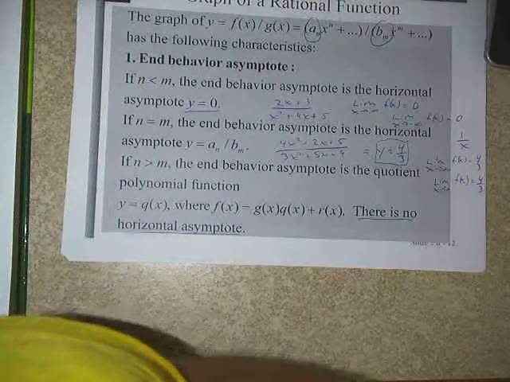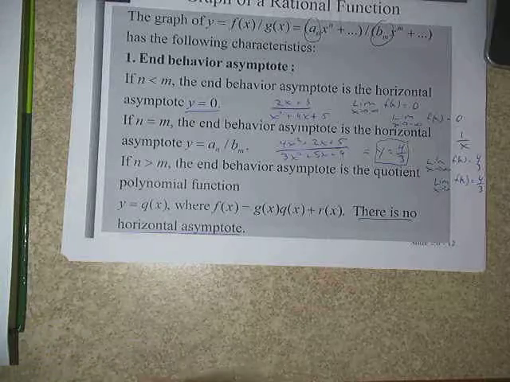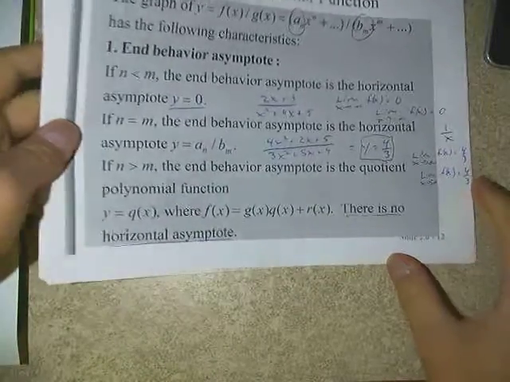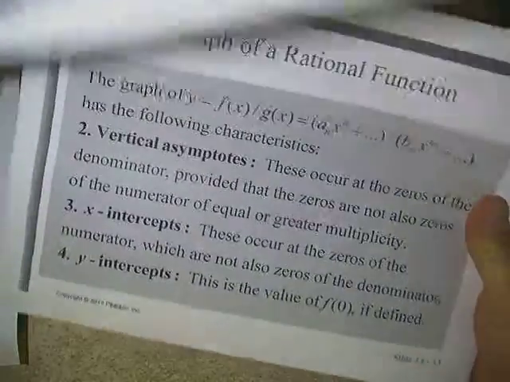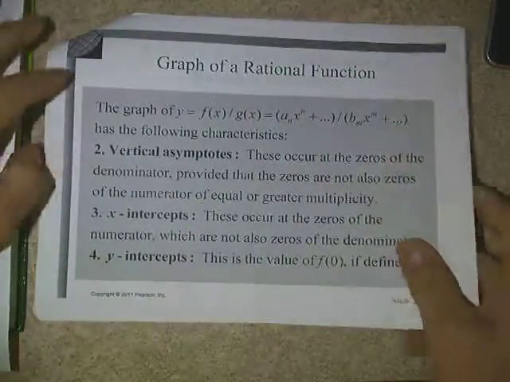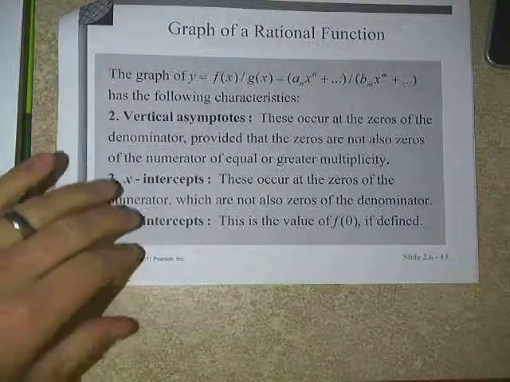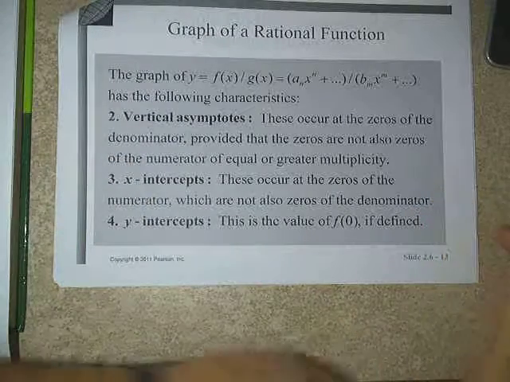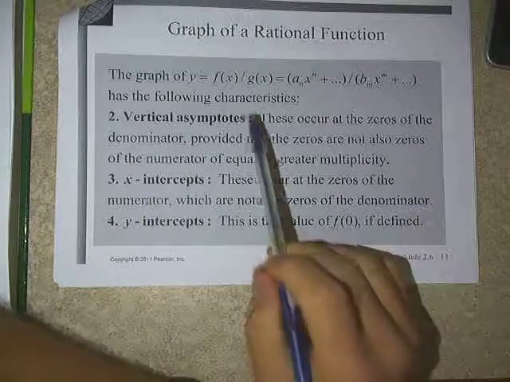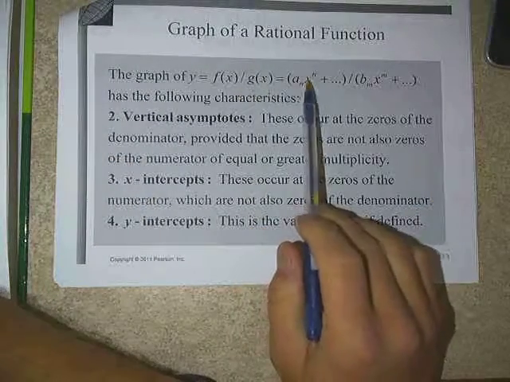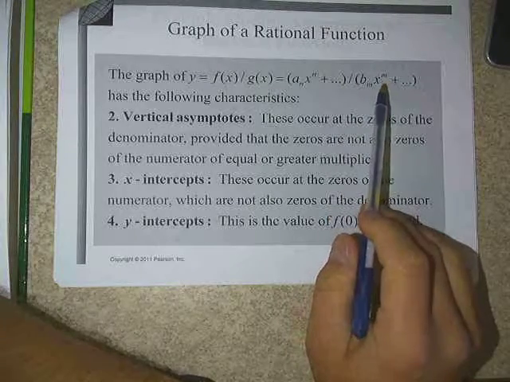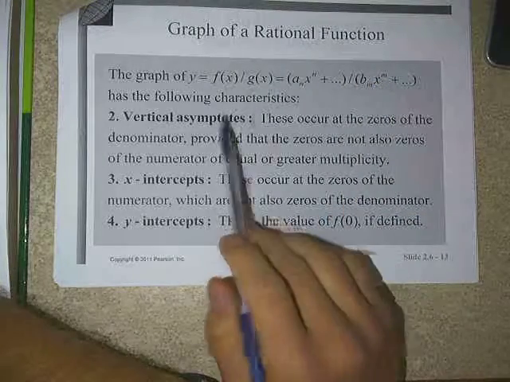Okay? And notice also there is no horizontal asymptote. If we have a degree on top bigger than the degree on the bottom, you will not see a horizontal asymptote. Okay? So like I said, we're going to see some examples of that type in just a minute.